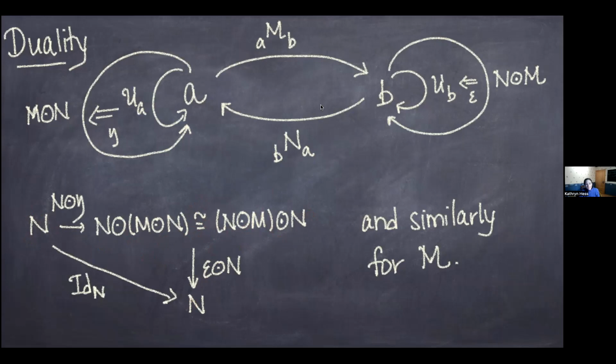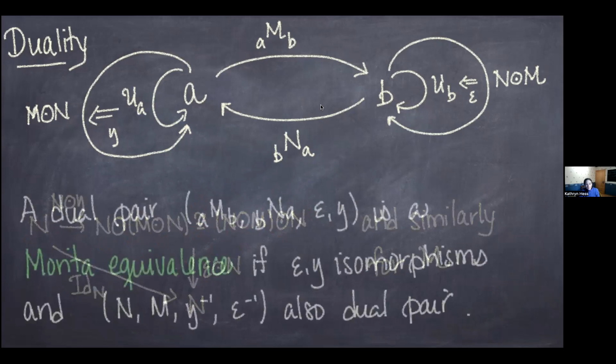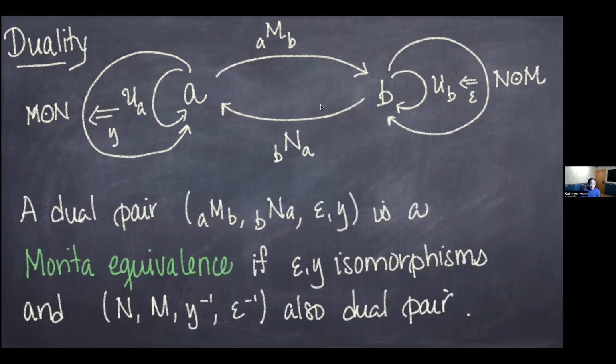And in the case when this dual pair is such that both epsilon and eta are isomorphisms, and if I now put things in another order, N, M, and then the inverses of these, it's also a dual pair, then it's what's called a Morita equivalence between A and B. And we'll say that A and B are Morita equivalent if there is such a Morita equivalence.